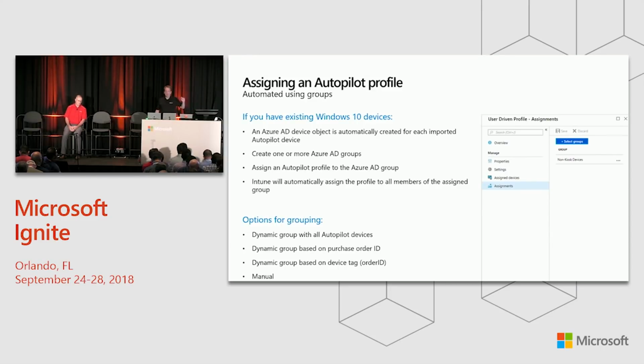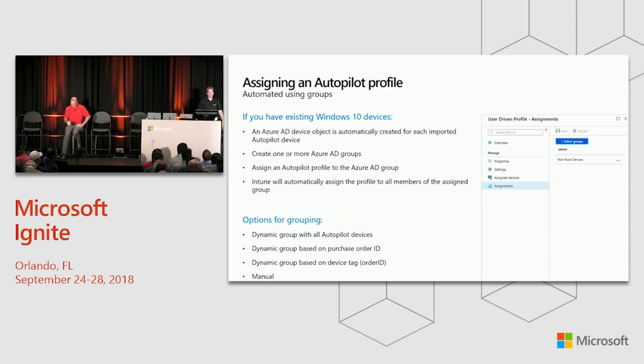Now, if you use dynamic groups, you don't even have to put the machines into a group. You just build a dynamic query that specifies what computers should be in that group, and it's completely automated. As soon as the OEM adds another batch of computers into the Autopilot deployment service, that automatically creates Azure AD objects for each one of those with the attributes configured on them, and then the dynamic group picks them up, and Intune applies the profile.